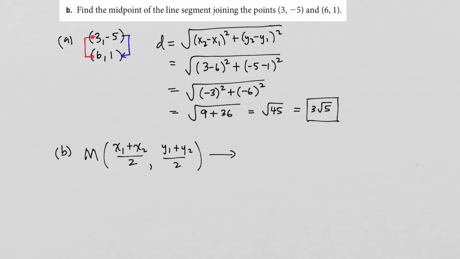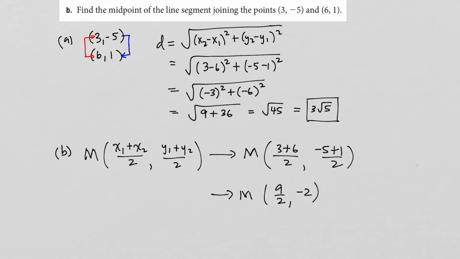So for this particular problem, our midpoint will be given by, I'm just using the same points here. So x1 and x2 are these two numbers, so 3 and 6. So that's going to be 3 plus 6 divided by 2. And then the y coordinates are these two numbers, and so that will be -5 plus 1 divided by 2. And if we do the math on this, we get 9/2 and -2. So this is the midpoint between those 2 points.